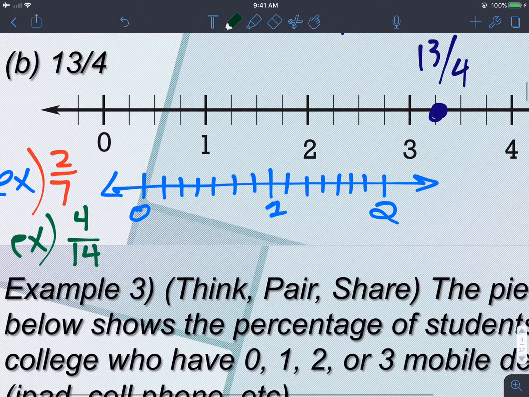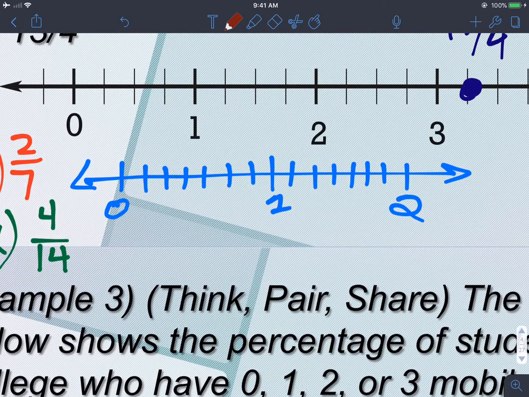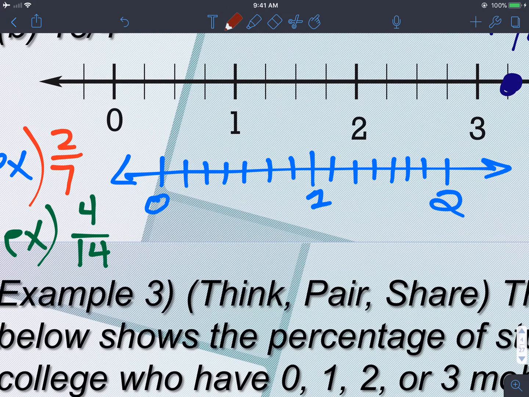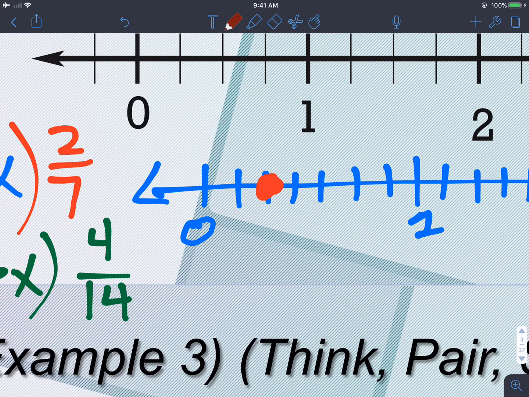All right, so we got 2 over 7. Where would 2 over 7 be located? Two dashes to the right of the 0, because it's broken into sevenths, right? Where's 4 over 14 located? In the same exact place. It's the same thing. Same rules apply. You got to reduce it.